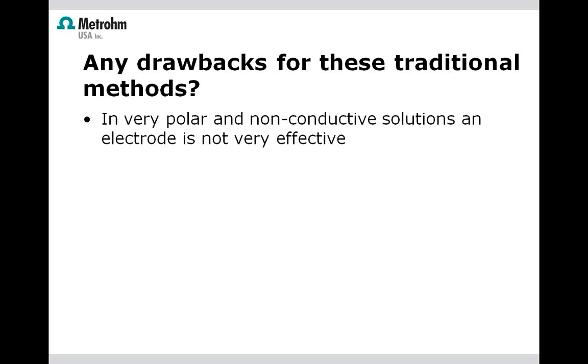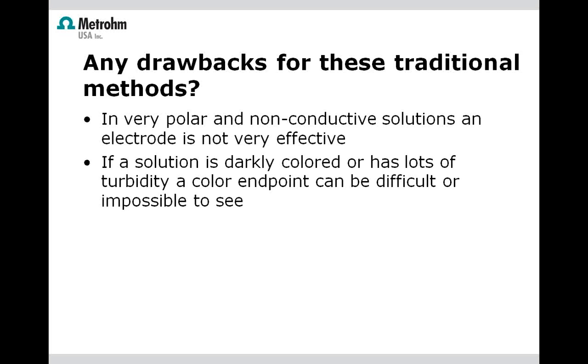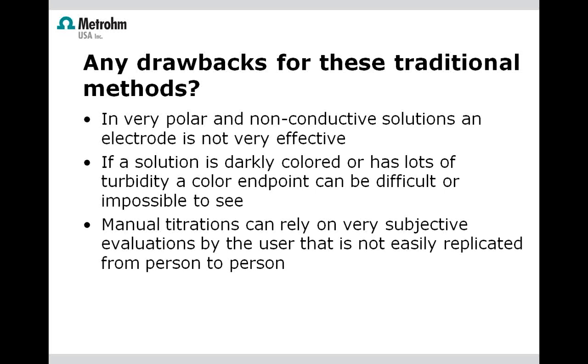But there are some drawbacks to these. For example, if you have very polar and non-conductive solutions, electrodes are not very effective or impossible to use. In a solution that's darkly colored or has lots of turbidity, color endpoint can be difficult or impossible to see. And manual titrations rely heavily on subjective evaluations by the user, and it's not readily replicated from person to person. So that can give some bias depending on who the user is running the test.